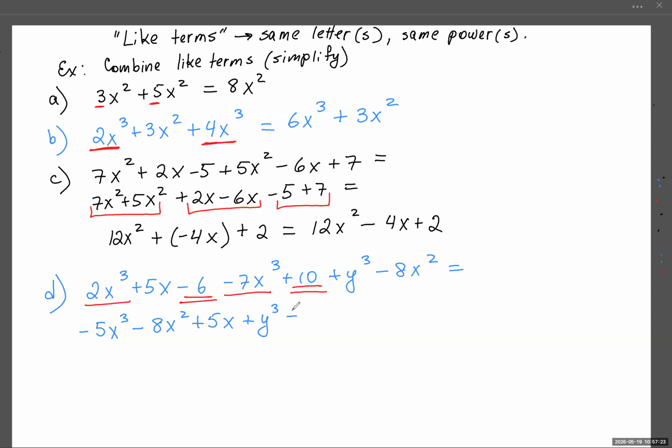Minus 6 plus 10, that is a plus 4. So this is your final answer. There's nothing else you can simplify in that problem.